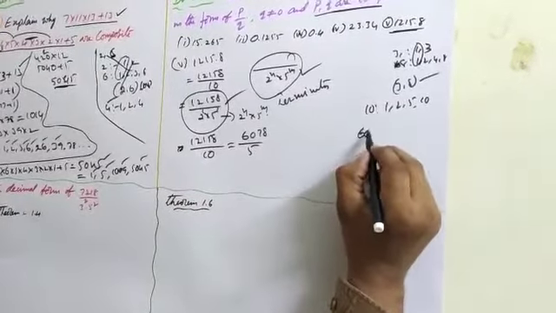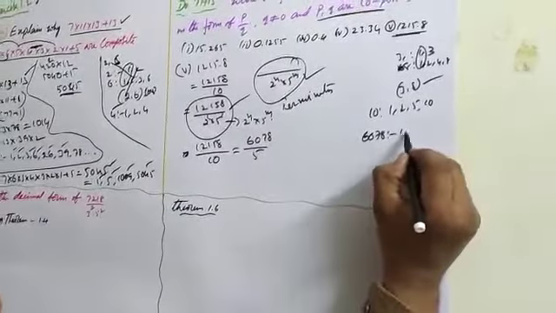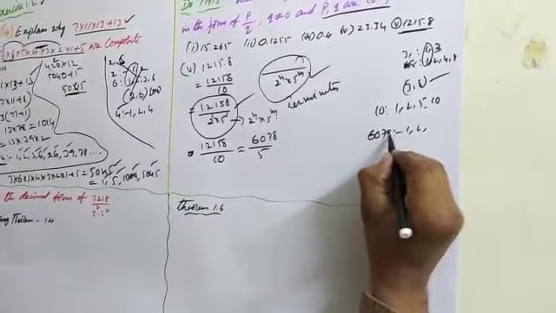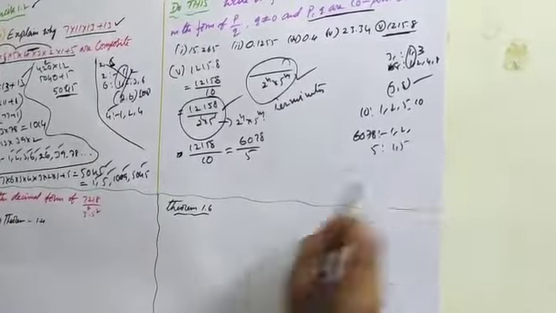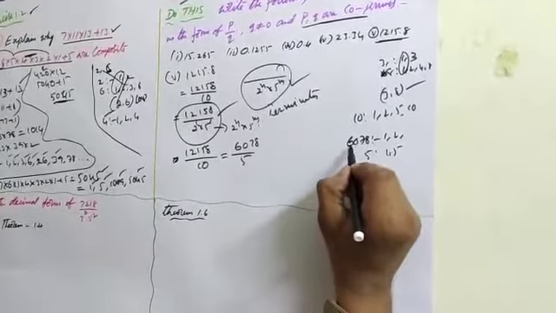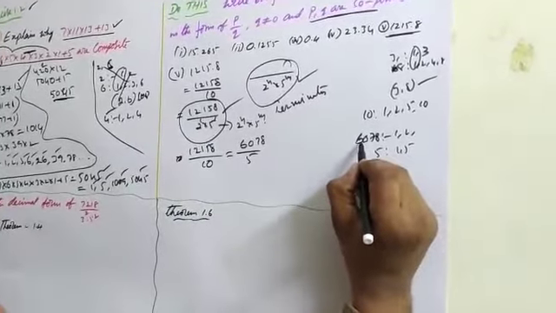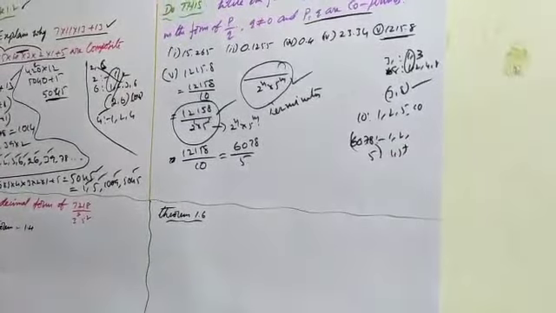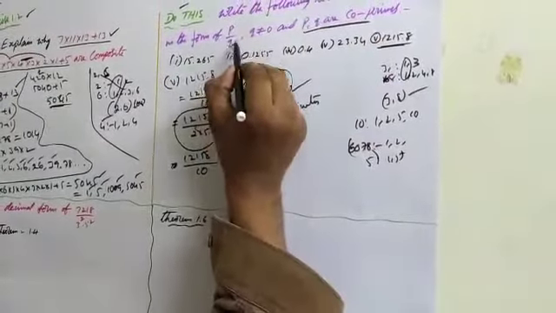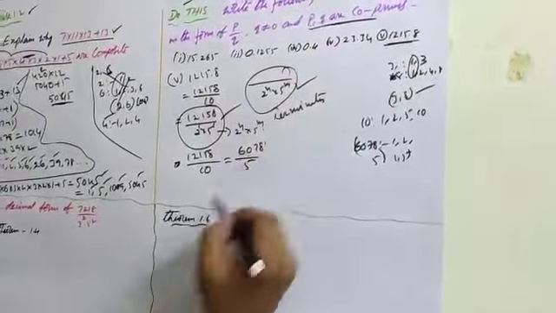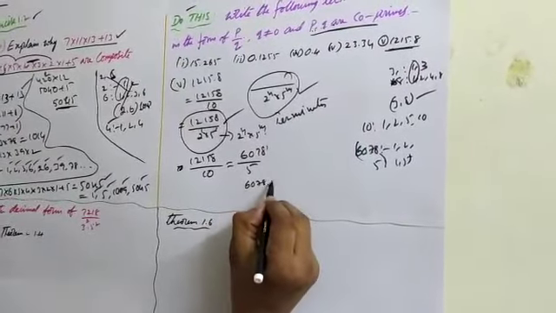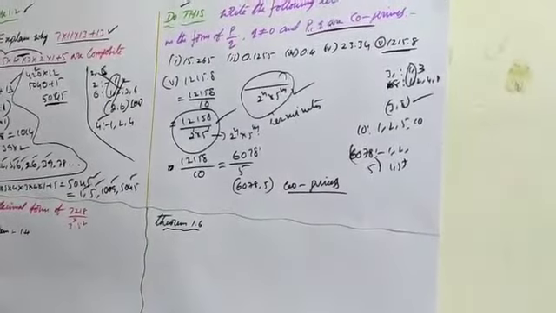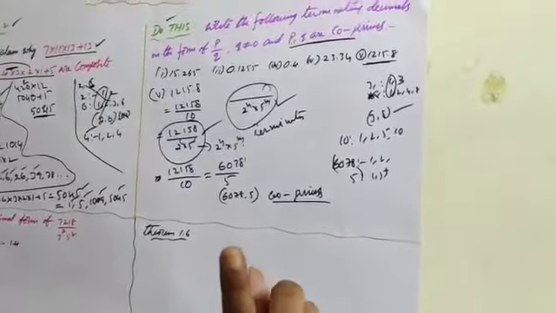What are the factors of the even number? 1, 2. Then what about 5? 1, 5. Therefore 5 is not coming in the factors of 79. Both are co-primes. Here q is not equal to 0, and p, q are co-primes. What is the meaning of co-primes? The only common factor is 1.